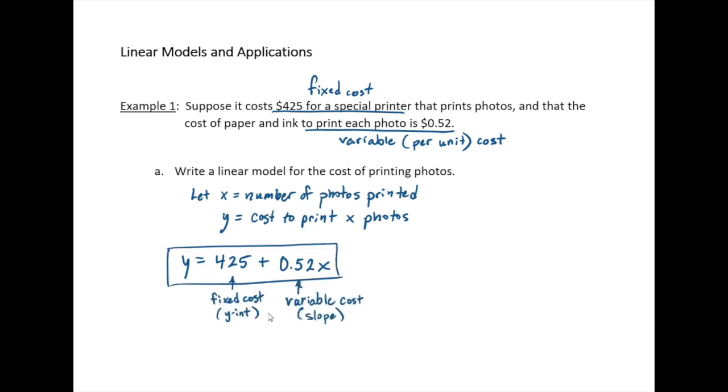This will be true anytime we're writing a linear model when we're given a fixed cost and a variable cost. You can change the order of the two terms if you prefer to make it look more like slope-intercept form, but it's not necessary as long as you distinguish between the x term, which gives you the slope, and the constant term, which gives you the y-intercept.